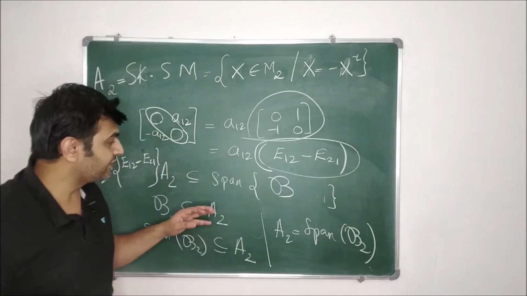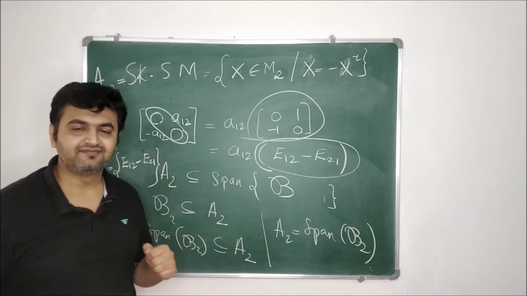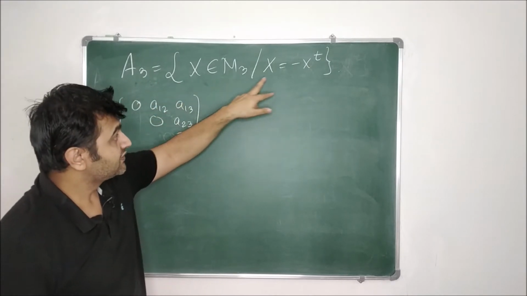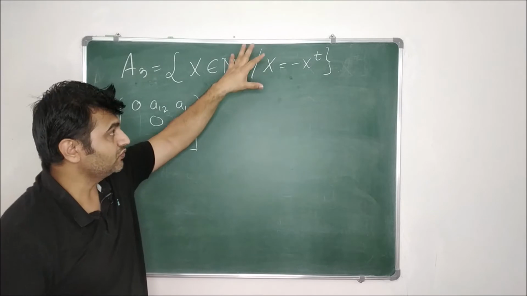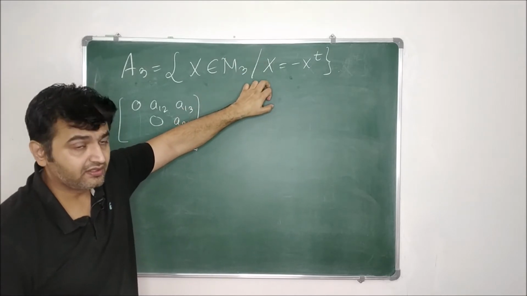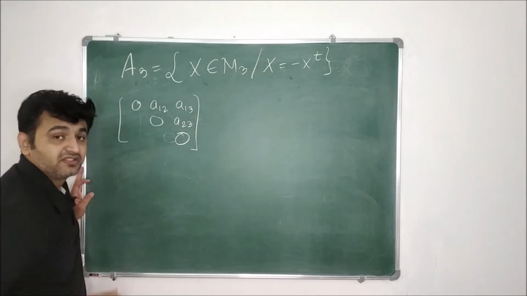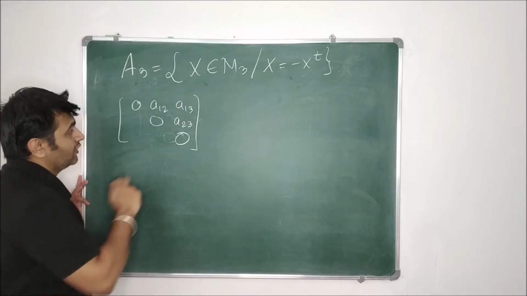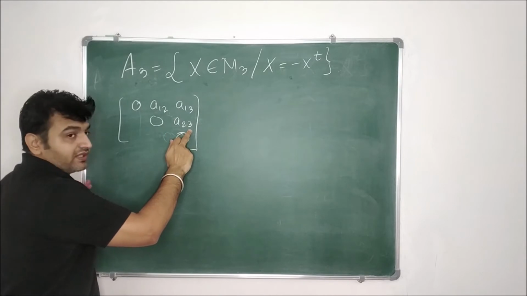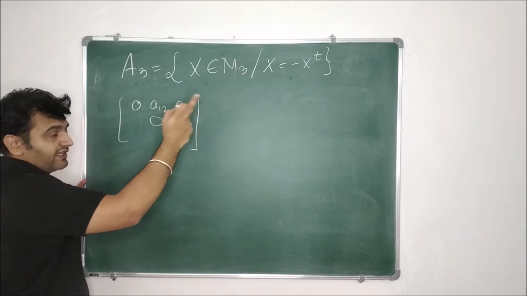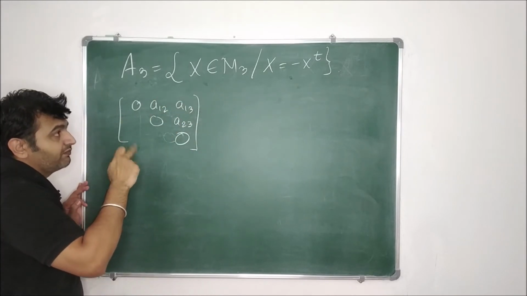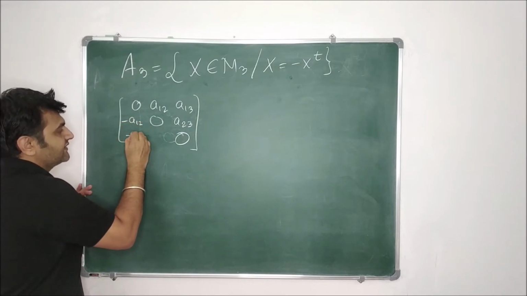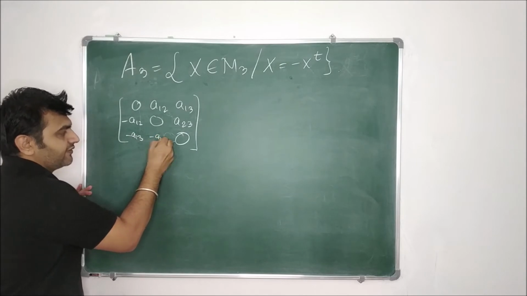Now let's try to rewrite this for A3. What is our A3? All those square matrices of order 3 such that X is minus X transpose, so skew symmetric matrices of order 3. I want to find the basis and dimension for this. How will it look? Obviously the diagonal entries are 0, and let these be A12, A13, A23. When you reflect along the diagonal, that is the transpose, it should be the same but with a minus sign. So this is minus A12, minus A13, minus A23.